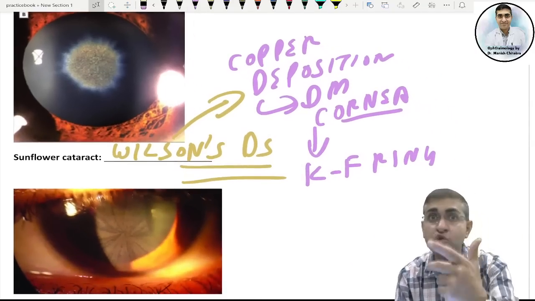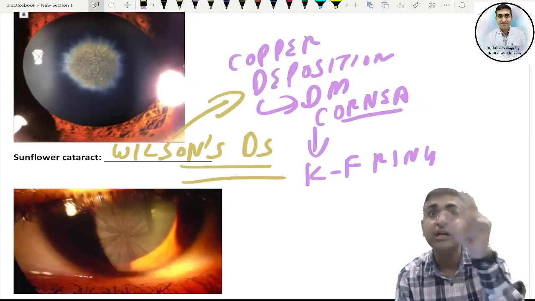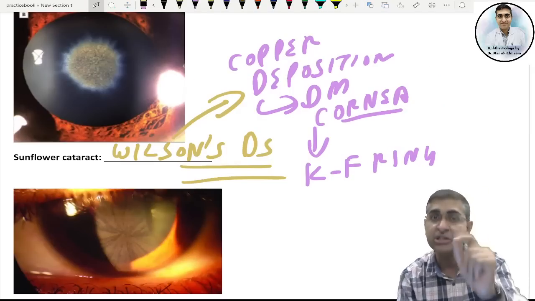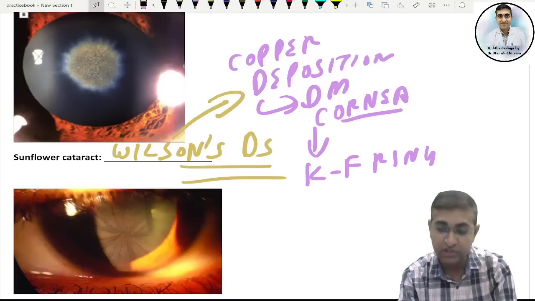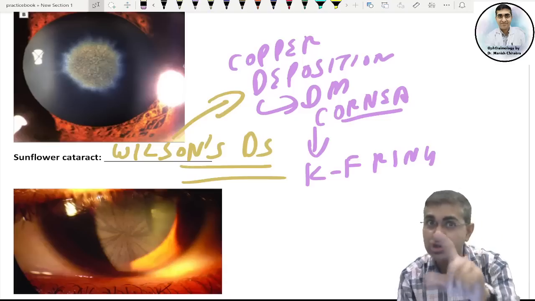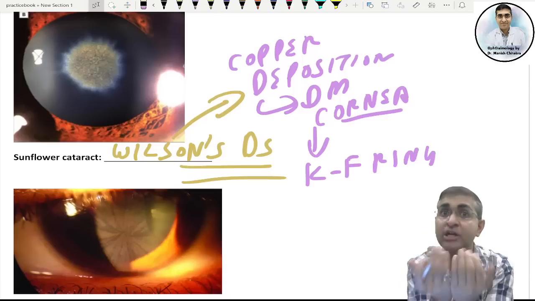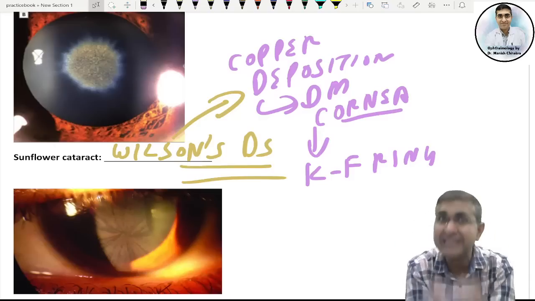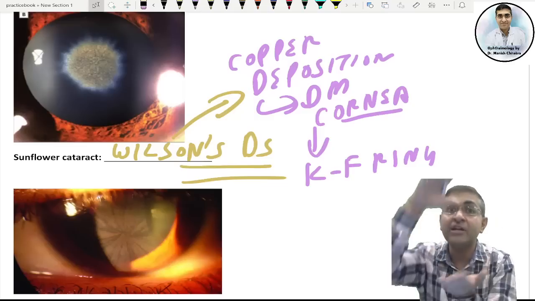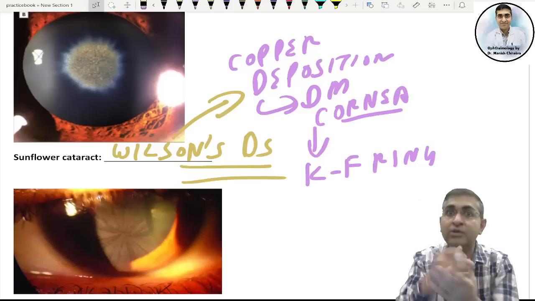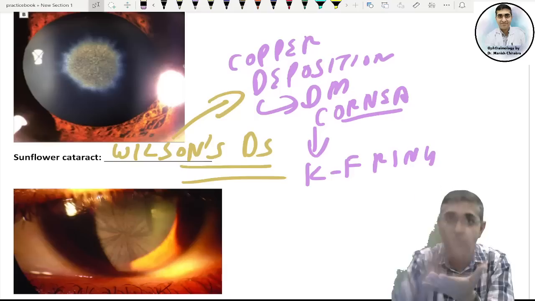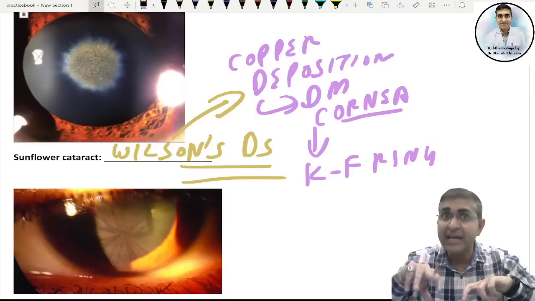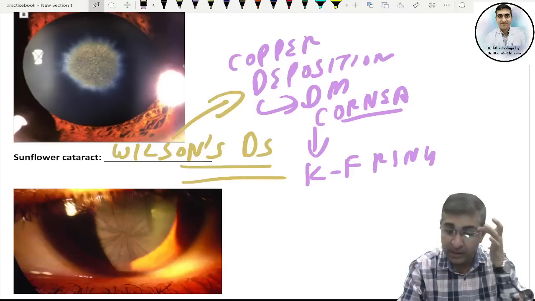That is your KF ring, Kayser-Fleischer ring, and this ring is reversible. It actually tells you about the response to the treatment, and this is also one of the options in your previous year INICET question. So KF ring actually tells you the response to therapy. If the patient is responding well to the therapy, which is D-penicillamine, which you will give, a chelating agent, and when the copper levels in serum go down, you will see that there will be reversal or regression of your KF ring.